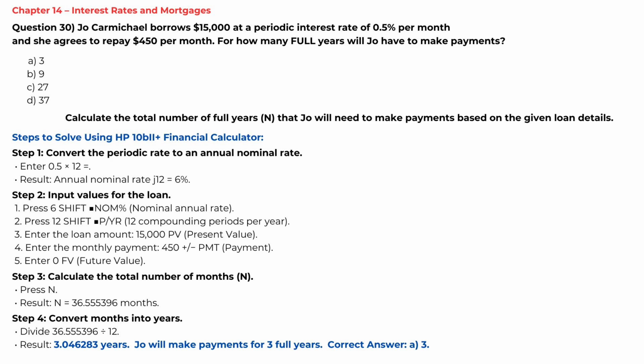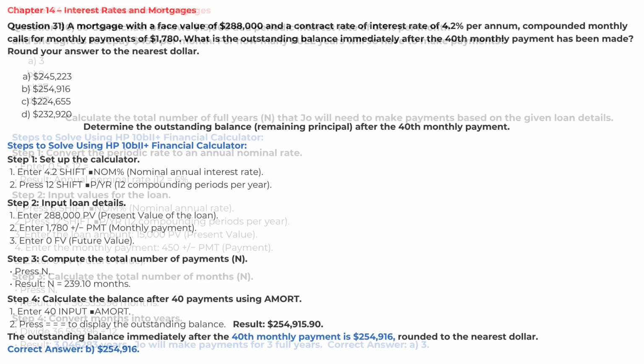Calculate the total number of months N. Press N. The calculator displays 36.555396 months. Step 4. Convert months into years. 36.555396 divided by 12. Result, 3.46283 years. Joe will make payments for 3 full years. Correct answer, A, 3. Question 31.